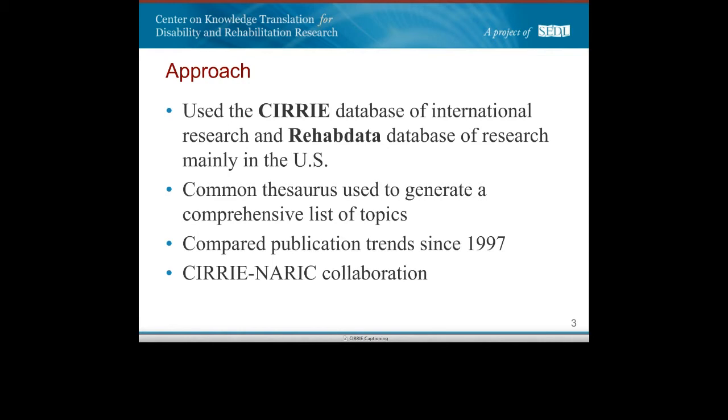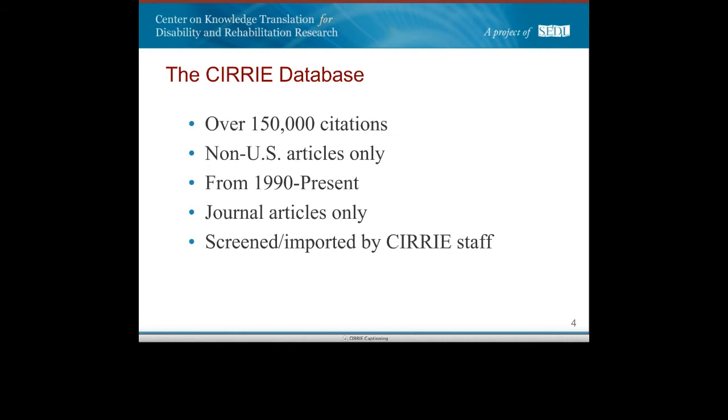The period that we chose is from 1997 to 2011, and the study was done in collaboration with NARIC, a NARIC-CIRRIE collaboration. Okay, the CIRRIE database has over 150,000 citations in it. It is only international rehabilitation research articles. We don't have anything from the U.S. It includes materials from 1990 till the present, and it's just journal articles. There are some exceptions to this for various sub-projects that we do, but the primary database is only journal articles. And everything in there has been screened and imported by the CIRRIE staff who go out to other databases, except for a few publishers who send us their materials. And then we identify appropriate citations and then index them into our own database.